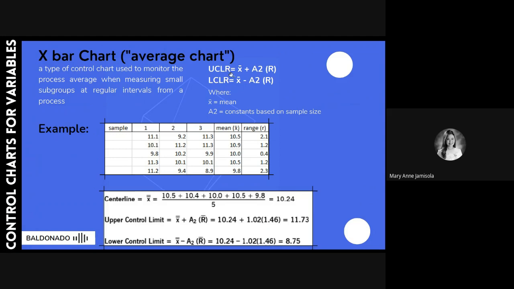So the upper control limit of the X bar chart and the lower control limit of the X bar chart. The upper control limit is X bar plus A2 times R. R is our range from a while ago. And then for the lower control limit, it is X bar minus A2 times R. So these are your upper control limits and lower control limits.